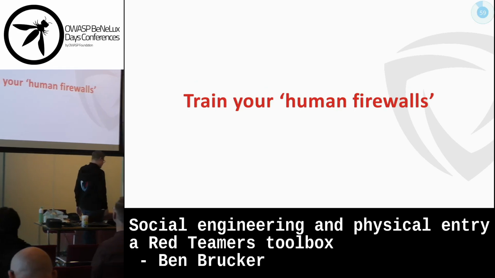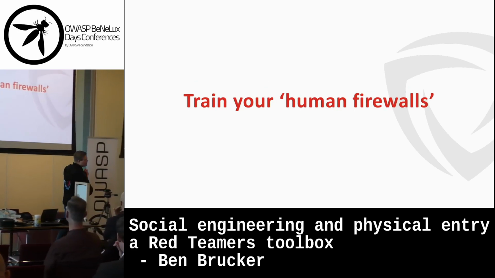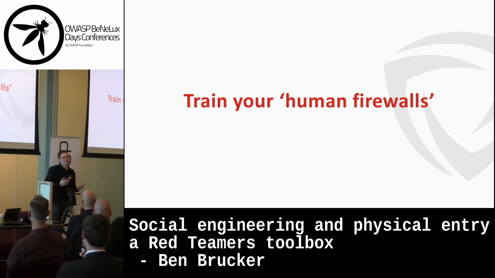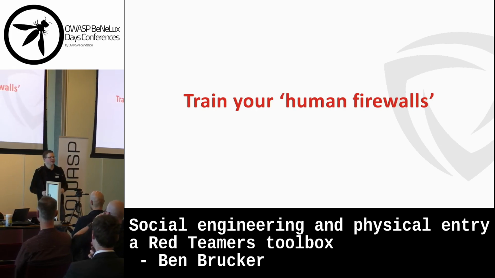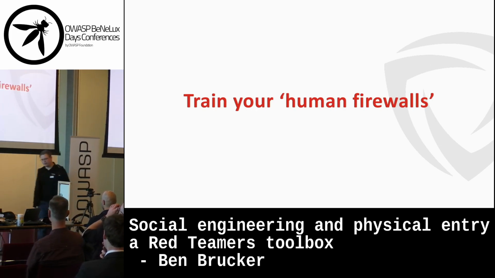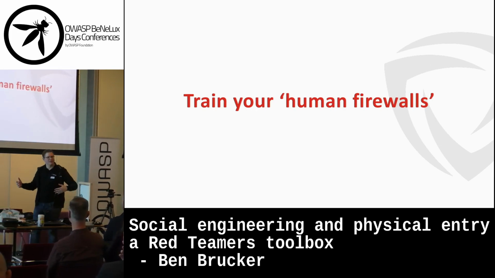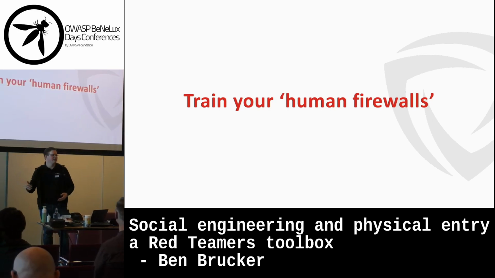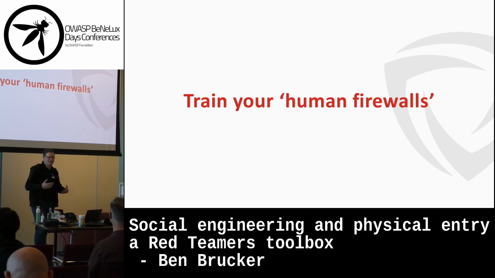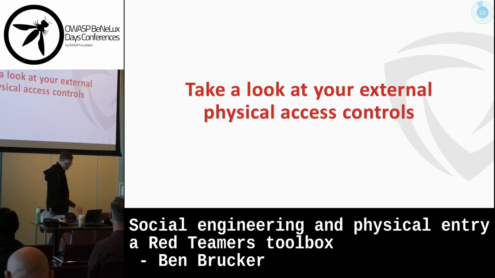But how to actually do that? In our experience, one of the most important things you should do in order to make it harder for people to get into the building is to train your human firewalls, if you like to call them. So the people on the outside that prevent people from getting in: people at your front desk, the people at the service desk, etc. People that interact with outside people on a regular basis.